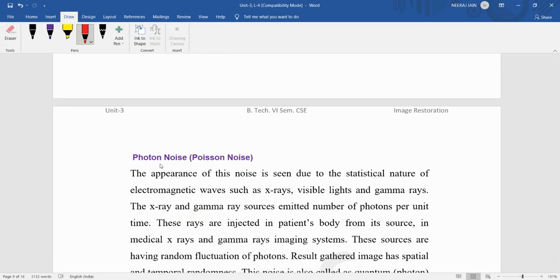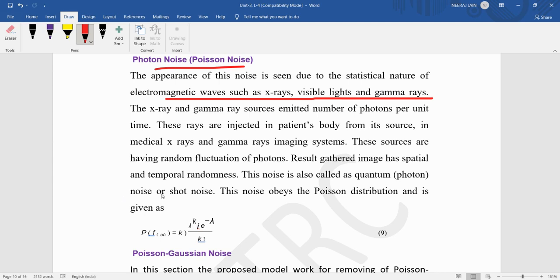Now come to photon noise, Poisson noise. The appearance of this noise is due to the statistical nature of electromagnetic waves such as X-rays, visible light, and gamma rays, due to which the generated noise obeys the Poisson distribution and is given as P(f) equals lambda to the power k, e to the power minus lambda, upon factorial k.